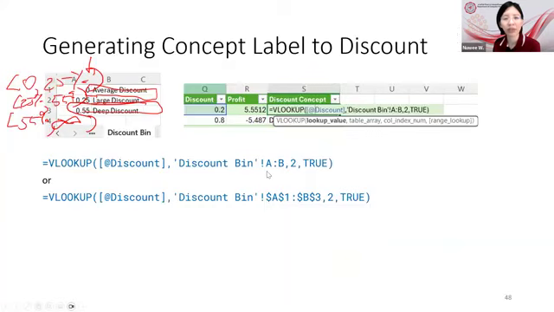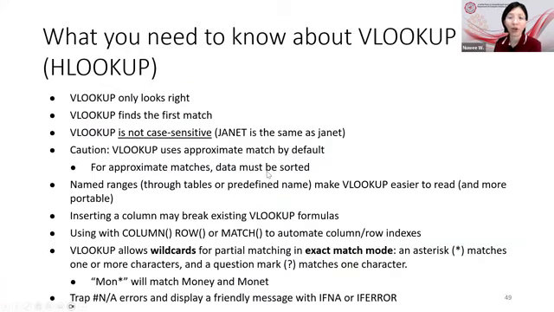Okay, let's summarize the VLOOKUP and also HLOOKUP. If I talk about VLOOKUP, HLOOKUP is the same, right? VLOOKUP only looks right, that means HLOOKUP only looks below, right? VLOOKUP finds the first match only. So if you have several matches, it will not just go to all the matches. And VLOOKUP is case insensitive, not case sensitive. That means JANET with all capitals is the same as Janet with lowercase, right?